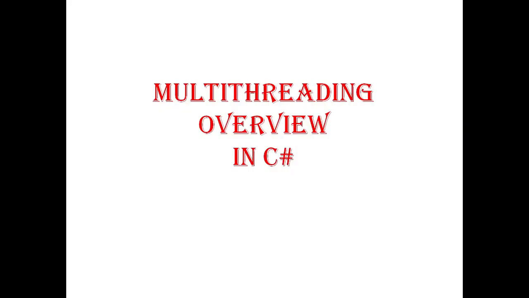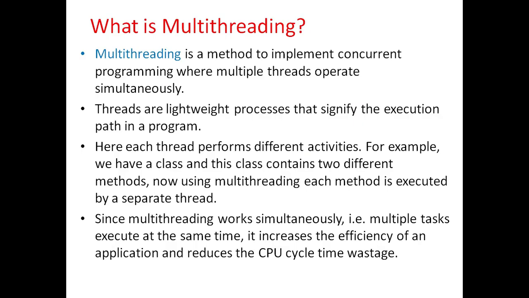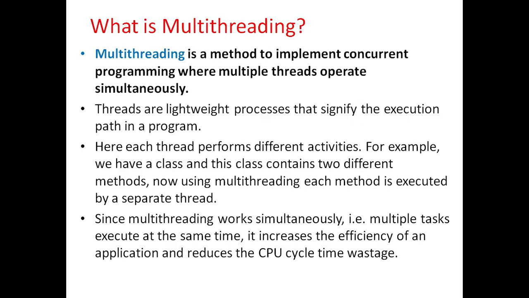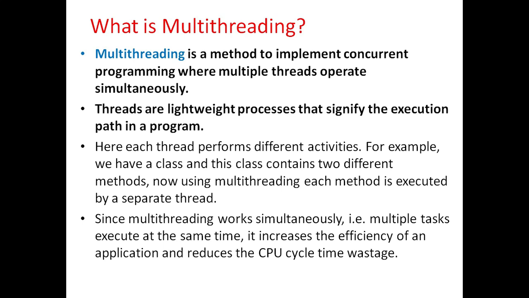Here we will see a multithreading overview in C#. First, we will see what multithreading is. Multithreading is a method to implement concurrent programming where multiple threads operate simultaneously. As you know, threads are lightweight processes that signify the execution path in a program.